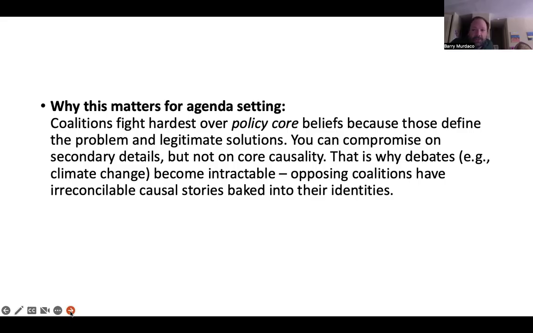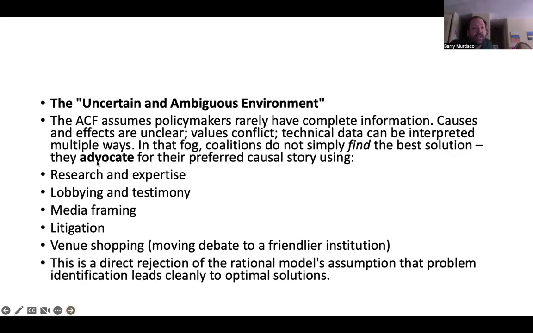What makes it hard to implement policy here is the immense corporate interests that are preventing something like this from happening. So it's not just that they have deep-seated beliefs, it's because one side has various economic interests at play and has the power to defend those interests. But once again, a lot of these things tend to fall out of the analysis when you analyze policy in this way. The uncertain and ambiguous environment.